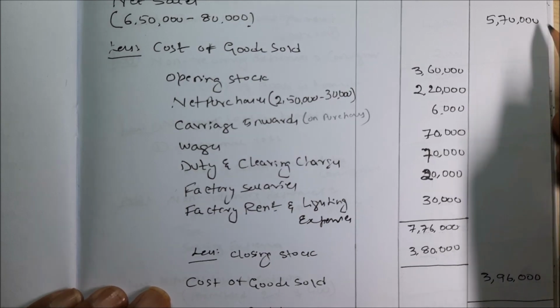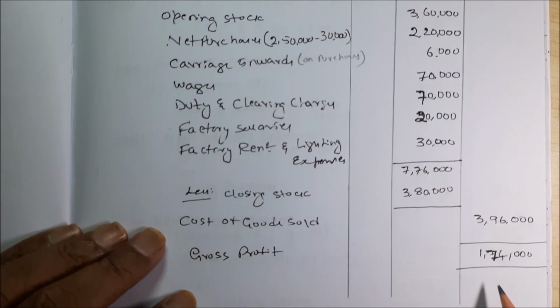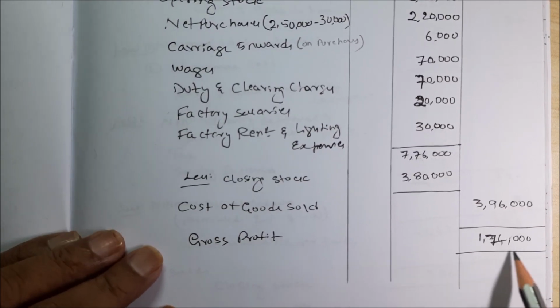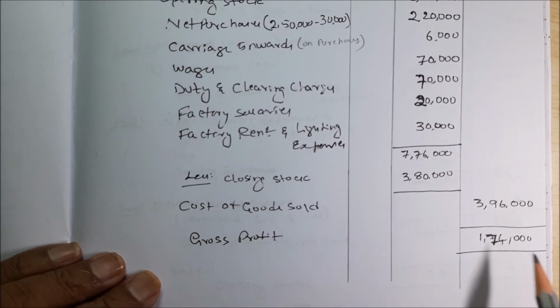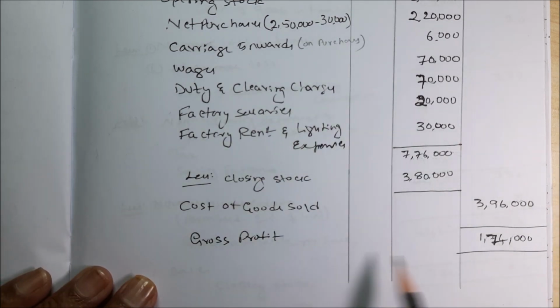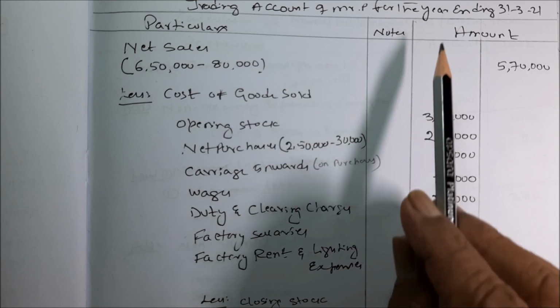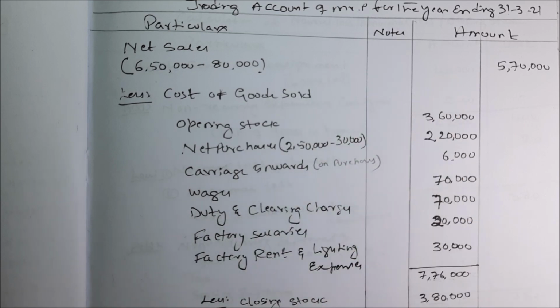3,96,000. So out of 5,70,000, if you minus 3,96,000, you will get gross profit of 1,74,000. If cost of goods sold is more than net sales, then it is called what? Gross loss. This is how you have to do your trading account in the vertical form.